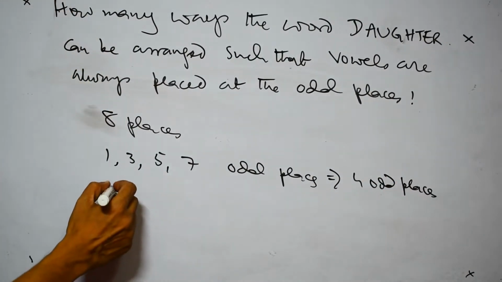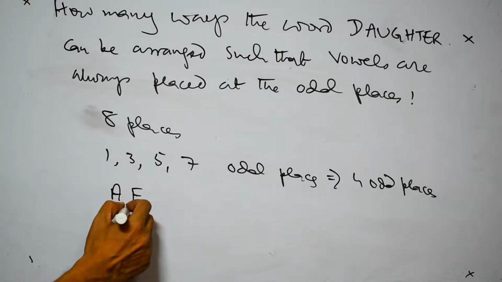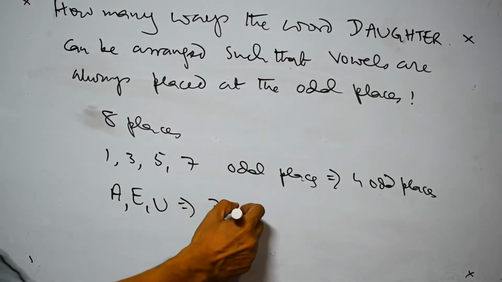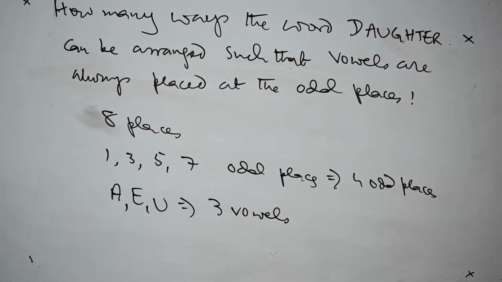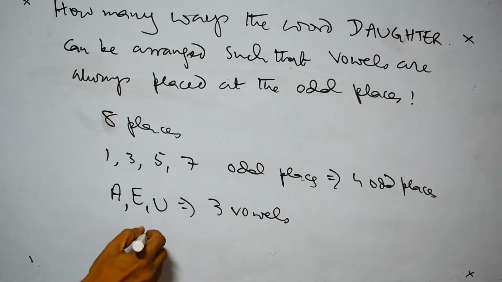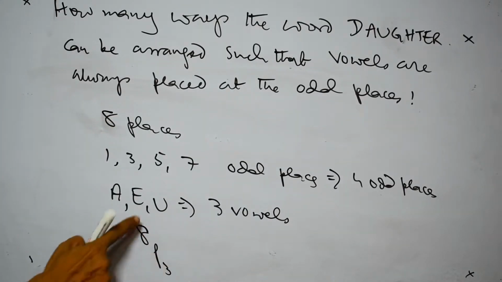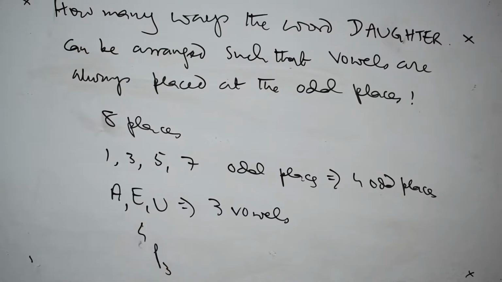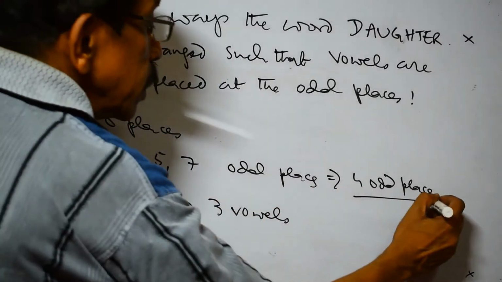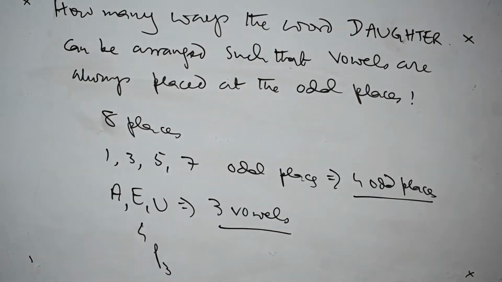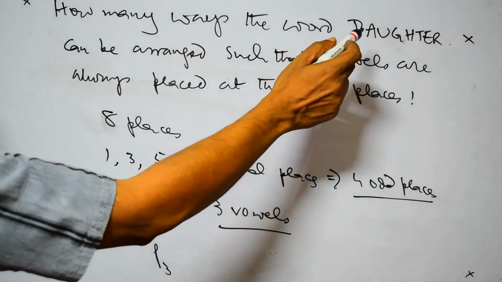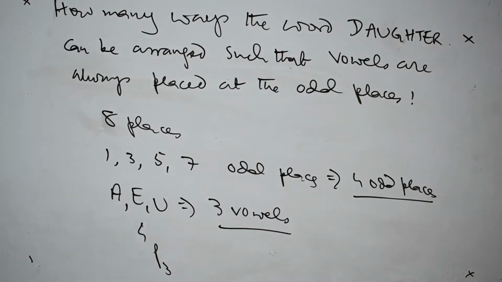Whereas there are 3 vowels, A, E, U. So 4 odd places and 3 vowels to be placed. That means we are finding 4P3 ways these vowels will be placed, because there are 4 odd places and 3 vowels. So we arrange these vowels in these 4 places in 4P3 ways. Now 5 letters remain, which are consonants, because except A, U, E we have 5 consonants.